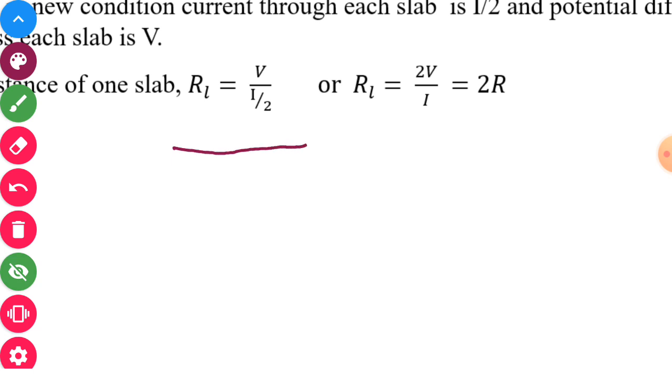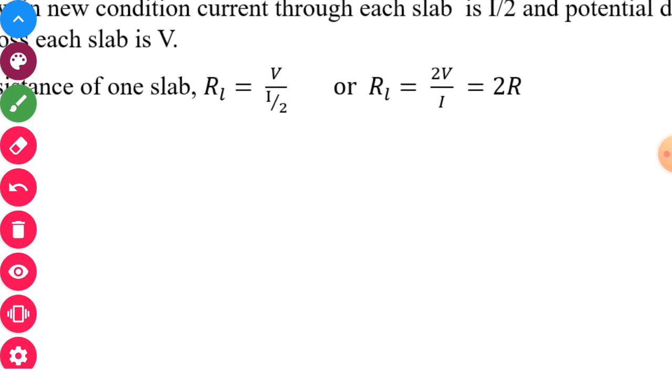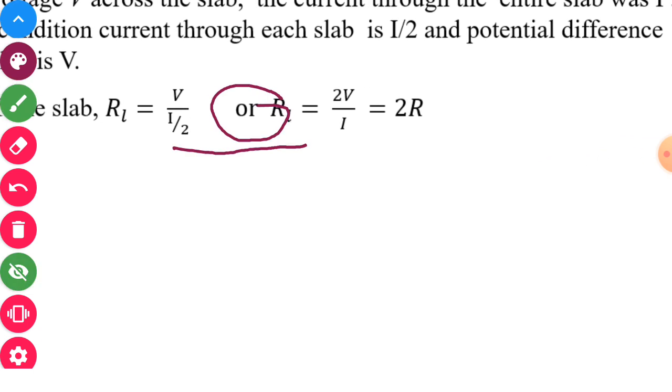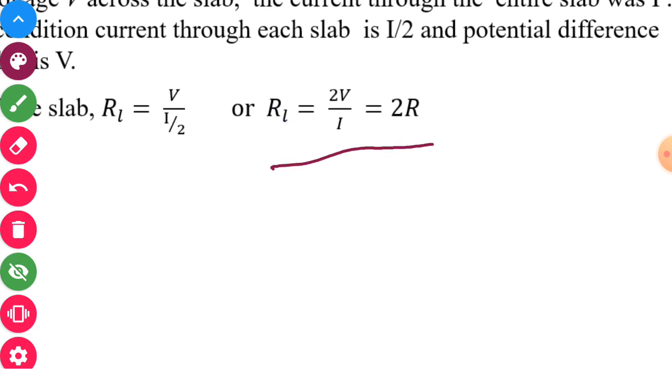Voltage is the same, that is V, but now the current has been divided into two parts, that is I by 2 and I by 2, so current in one slab will be I by 2. So RL is equal to V upon I. Instead of I we have to write I by 2. So 2 will go in the numerator, so it becomes RL is equal to 2V upon I, and V upon I is nothing but R. So we can write resistance of one of the slab is 2R.